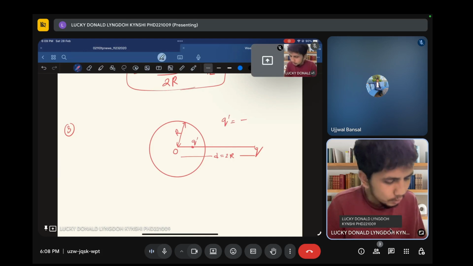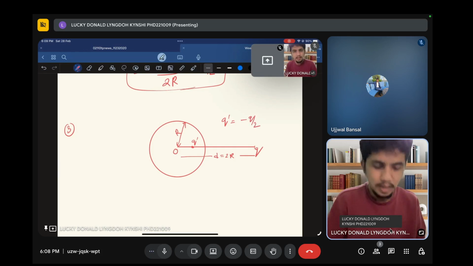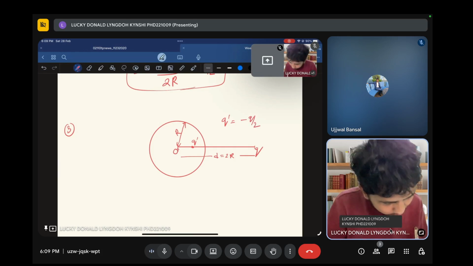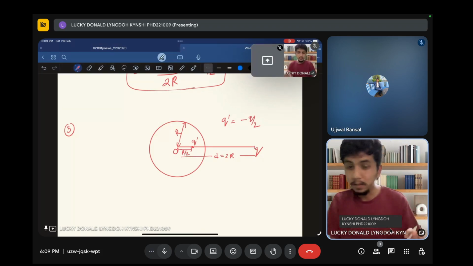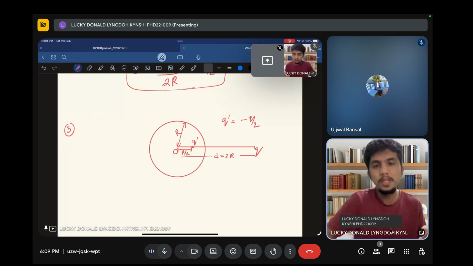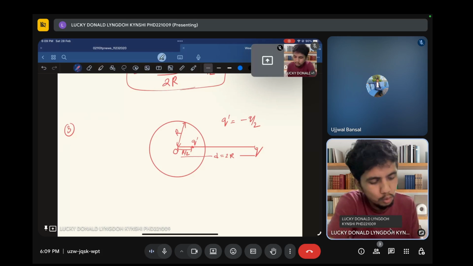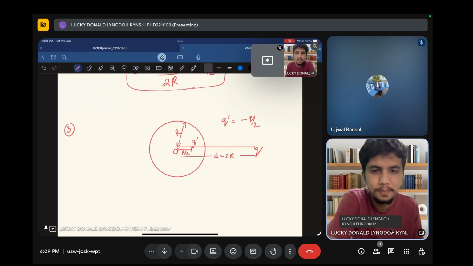It is simply minus q by 2. And what is this distance? It is r by 2. Okay, the third question is to show the neat diagram, so you just need to show this diagram. It will be enough. Or you can write here maybe conducting plate, which is grounded.